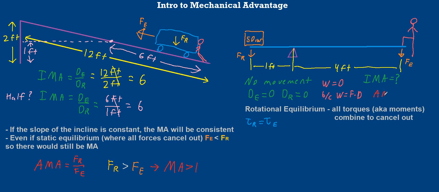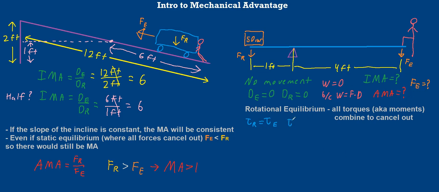So we have AMA equals FR over FE, and we know our FR is 50 pounds, but do we know our FE? And well, we don't. So we're not sure if we can use our AMA because we don't know what our FE equals. But can we solve for our FE? Because if we can find our FE, then we can find our AMA.